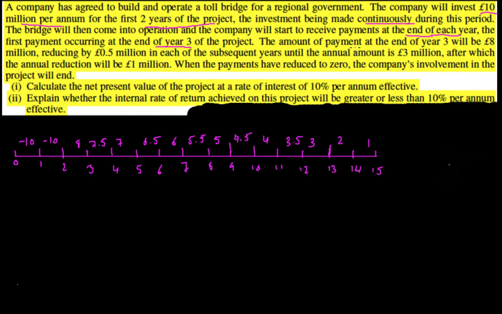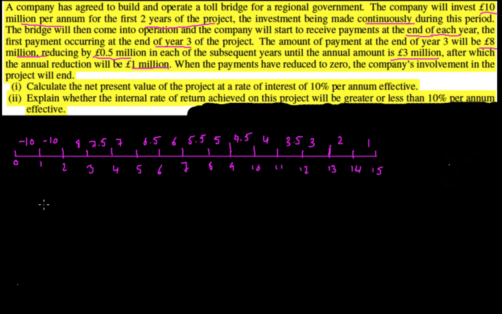The amount of payment at the end of year 3 will be £8 million, reducing by £500,000 each year of the subsequent years until the annual amount is £3 million, after which the annual reduction will be £1 million. When the payments have reduced to zero, the company's involvement in the project will end. So we need to find the net present value at a 10% per annum effective interest rate.